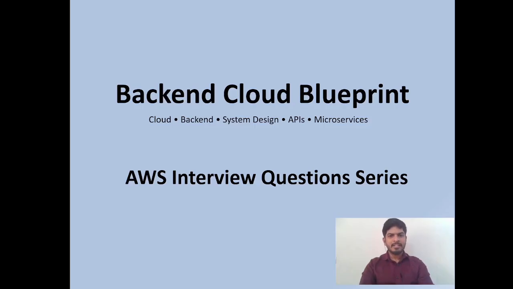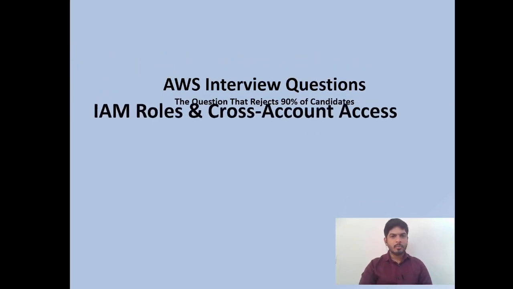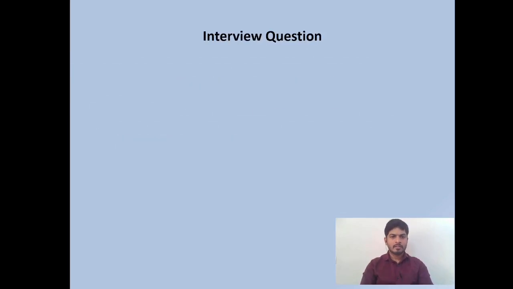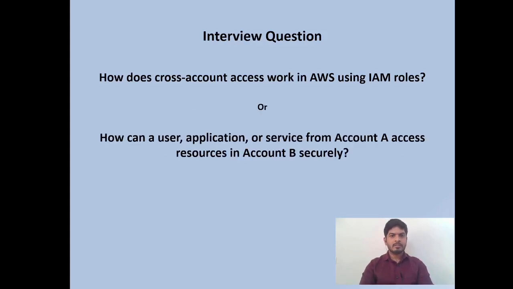Now let's first clearly understand the interview question. The interview question is all about IAM roles and cross-account access. How does cross-account access work in AWS using IAM roles? In simple words, how can a user, application or service from account A access resources in account B securely?